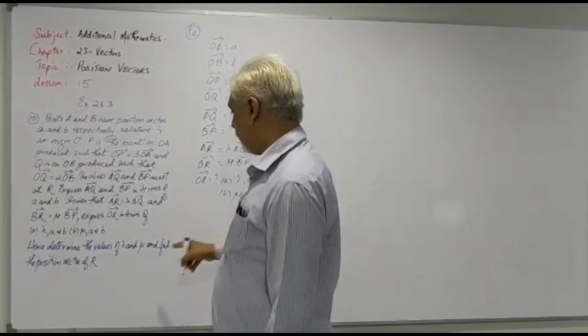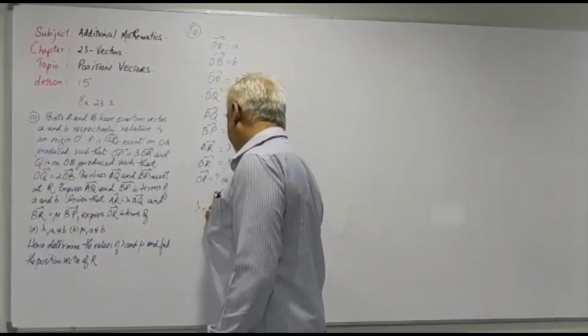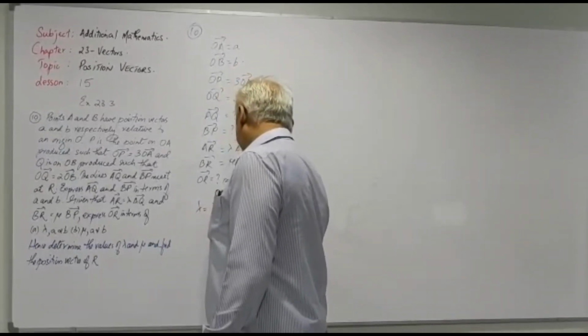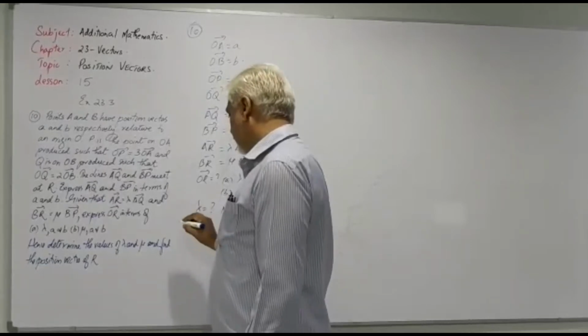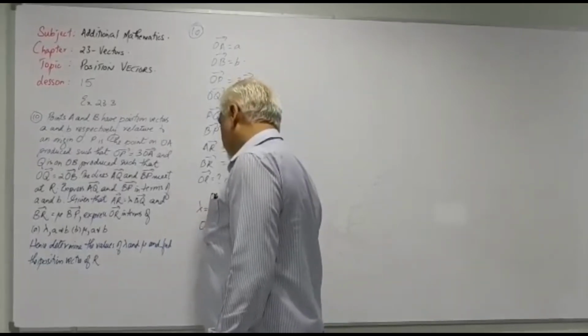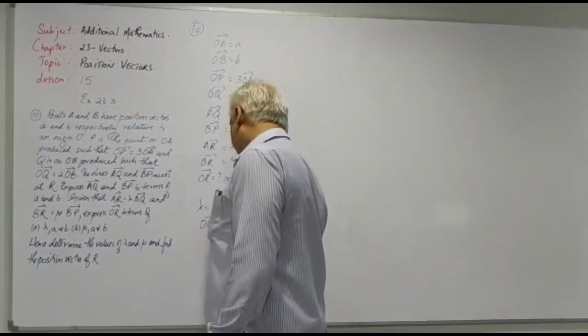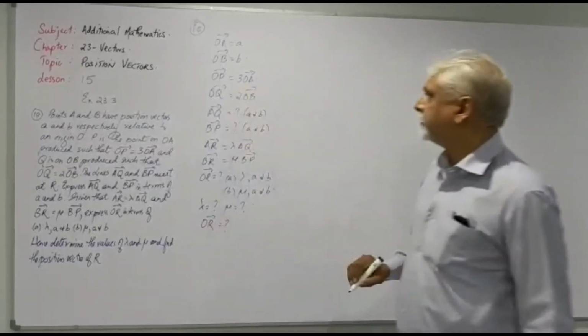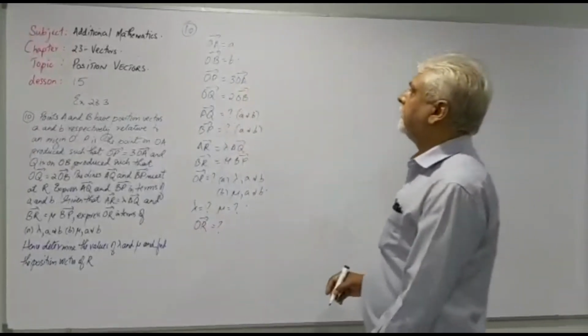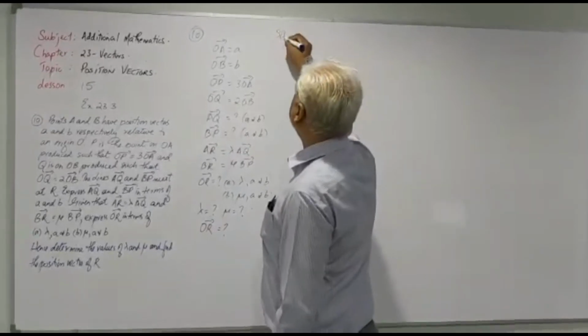Hence determine the value of lambda and mu. If you determine the value of lambda and mu, what are they equal to? And find the position vector R. We need to find OR as well. So this is the data. Now I'll solve. Solution.